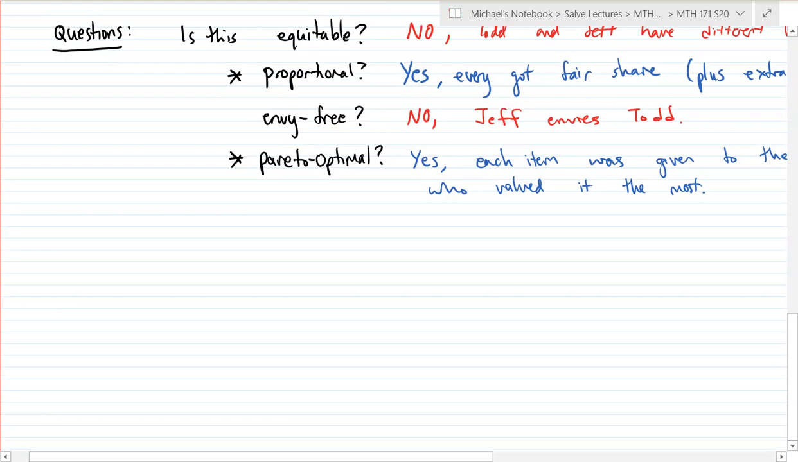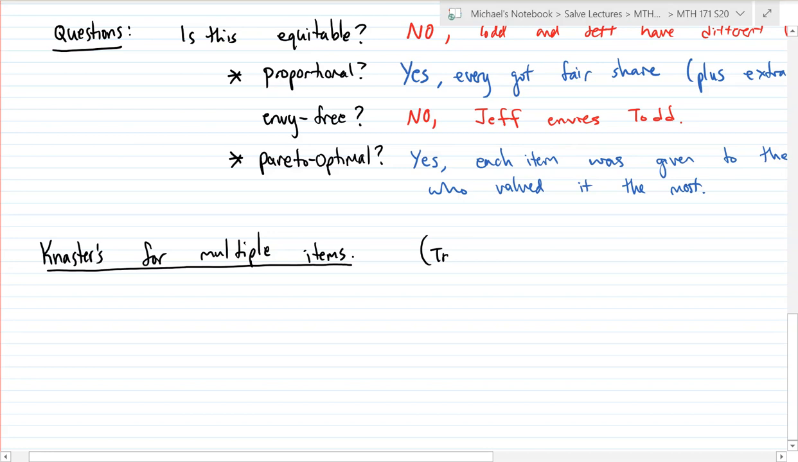All right. So this was just reviewing what we did last time. What I'd like to show you today is Knaster's procedure for multiple items. And what I'd like you to try after watching this is just the back of the worksheet. Okay, so let's take a look.